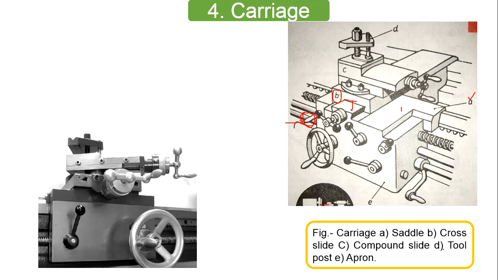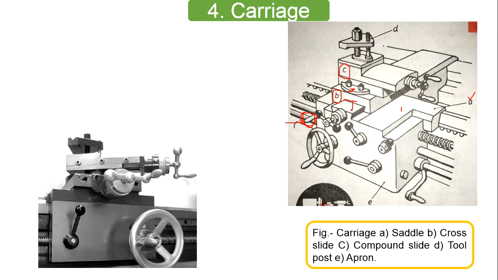Then we have the compound slide. The compound slide is also called the compound rest, or the angular slide. Your tool post can be turned to the required angle because of this swiveling mechanism, which is provided at the base. Any required angle can be set because of this swiveling arrangement. So this is called the compound slide or compound rest.